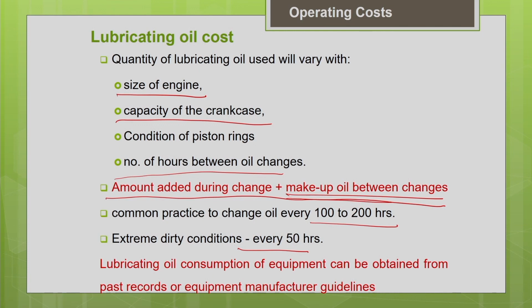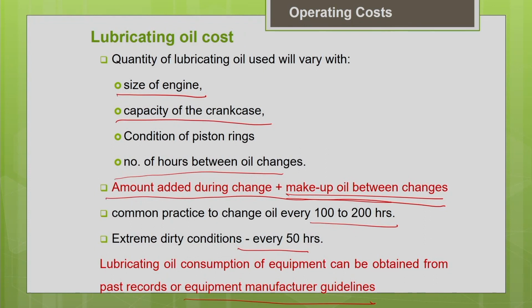So this information also we can get from past experience records for a similar type of engine or similar type of machine. We might have past records about the machine, the amount of lubricating oil consumption, or you can go by the equipment manufacturer guidelines. For example, if you go through the Caterpillar performance handbook, for every model of machine manufactured by them, for different operating conditions, they give you the amount of lubricating oil consumption per hour.